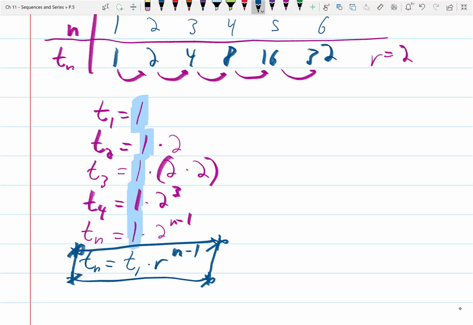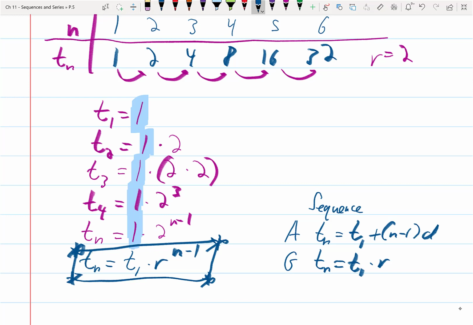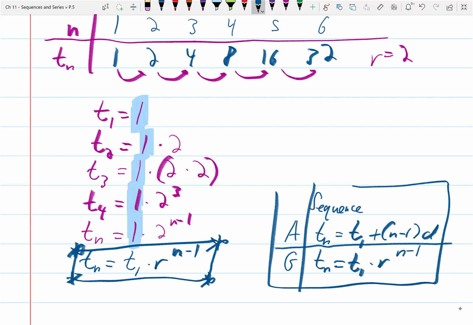And off to the right, I want to kind of summarize this. We have 2 sequence formulas that we're going to use, arithmetic and geometric. The sequence formula for arithmetic, T of n is equal to T of 1 plus n minus 1 times d. And the geometric one, T of n is equal to T of 1 times r to the n minus 1. You should notice the similarities. Operations get upgraded. Instead of adding n minus 1 d's, you're multiplying by n minus 1 r's. Same idea, just a different context.